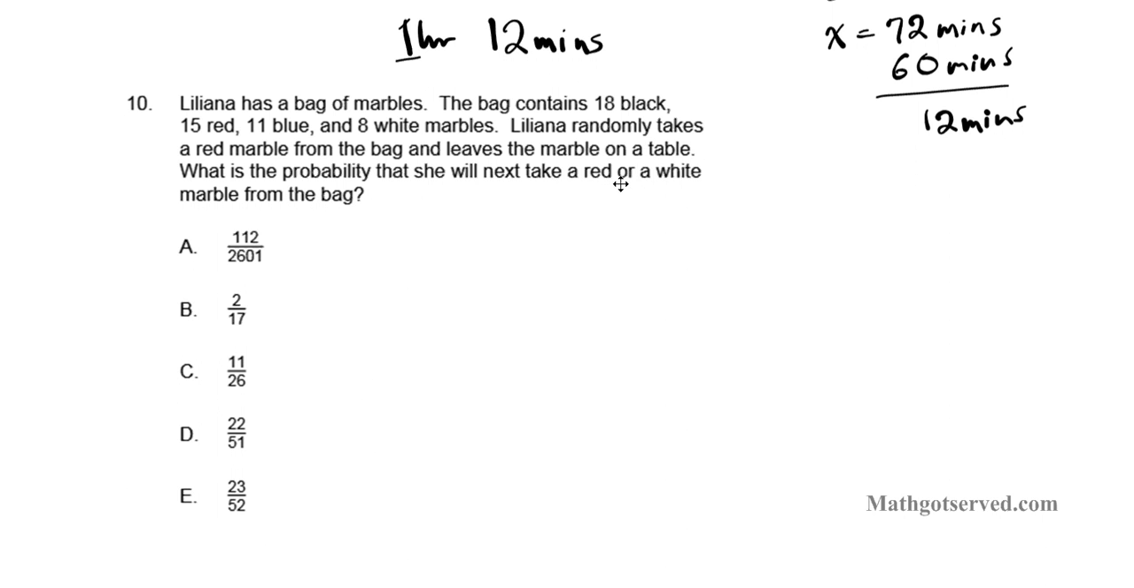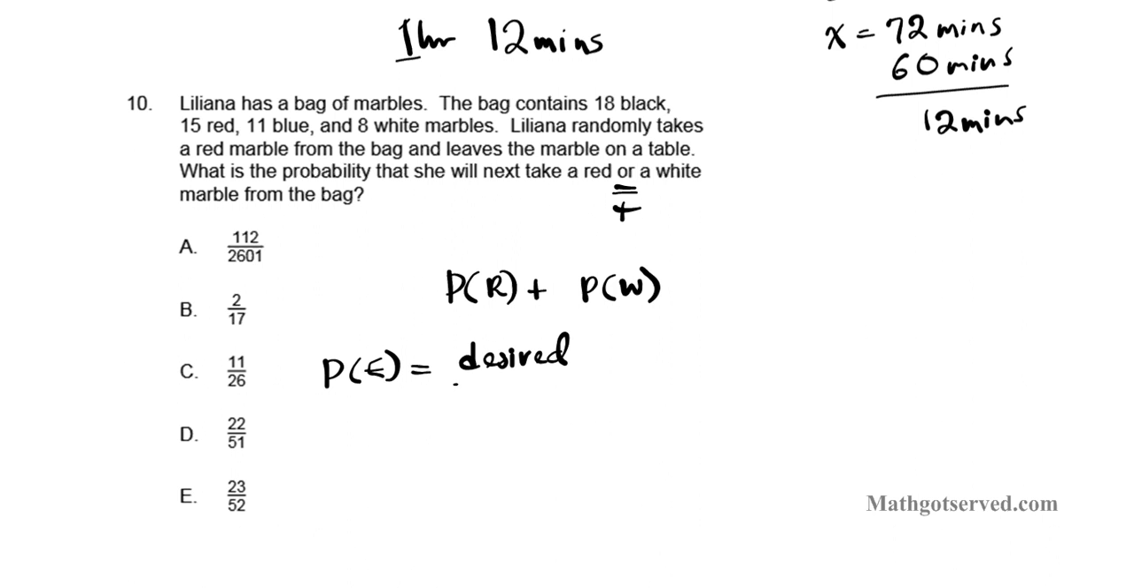So anytime you see or, that tells you an operation in statistics, and the operation for or is addition. When you see and, you multiply, okay? So the question is, what is the probability of red or the probability of white? All right, so you know that the probability of an event basically is desired outcomes versus the total. That's the probability formula. So we're going to do these two independently, and then we're going to add up our answers.